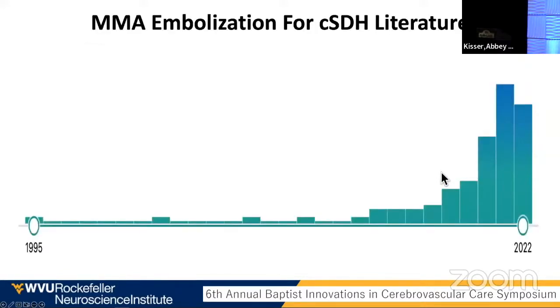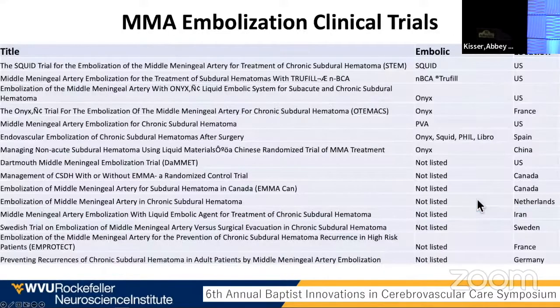In the literature, again, we see that there has been a significant interest in treatment of these chronic subdural hematomas utilizing MMA embolization. A significant interest and increase in recent years. And these are the clinical trials that are posted on the clinicaltrials.gov website evaluating the role of MMA embolization, utilizing different embolic materials such as Squid from Balt, NBCA TRUFILL, which is from Cerenovus, and Onyx particles. And these are being conducted all over the world: US, Europe, China, Iran, Sweden, Germany.